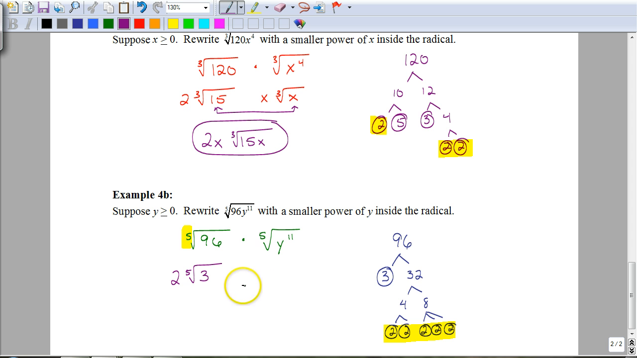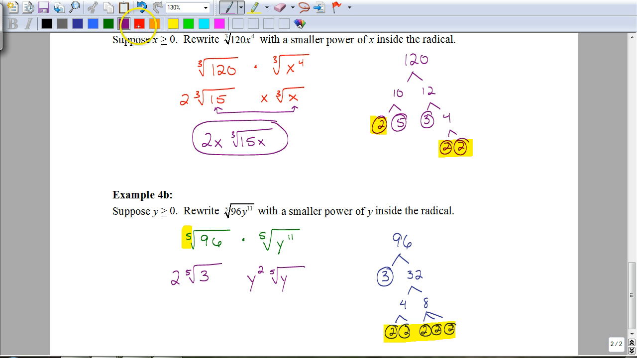5 goes into 11 for the next part. 5 goes into 11 2 times, so I get to factor out a y squared. Don't factor out a 2. Remember, this is a little bit different because this is the variable part. So that means I can factor out 2 y's. And I'm left with the 5th root of y. 5 goes into there 2 times with a remainder of 1. So we can just write that as the 5th root of y.